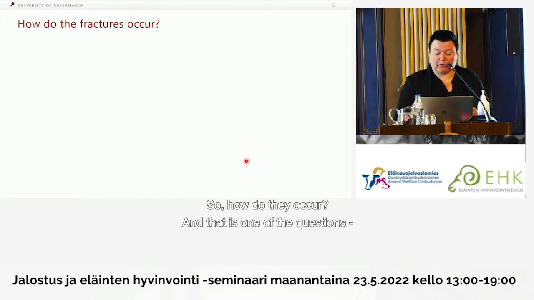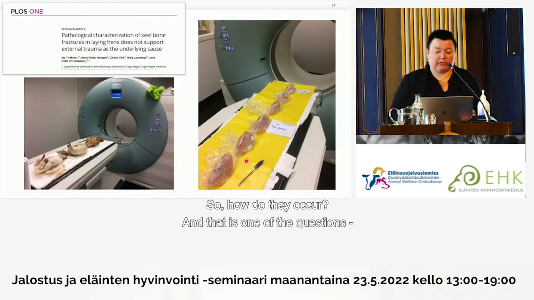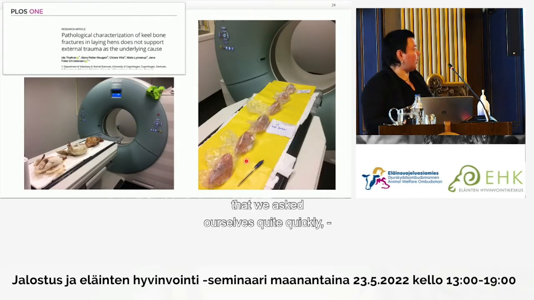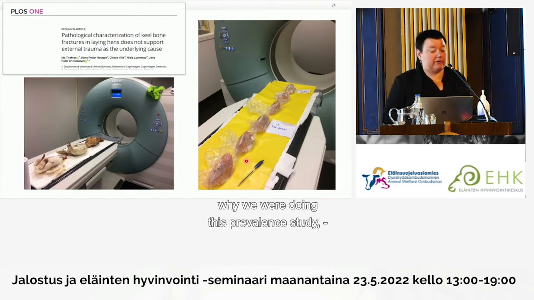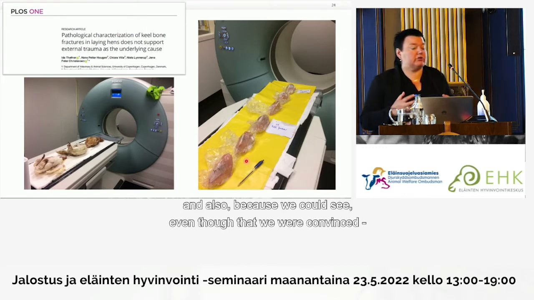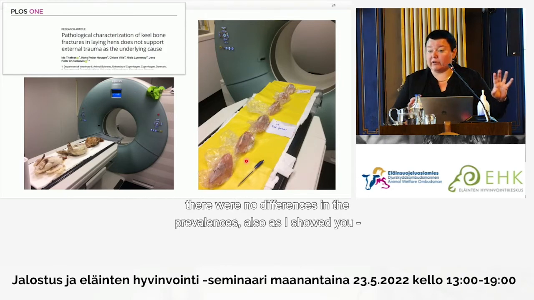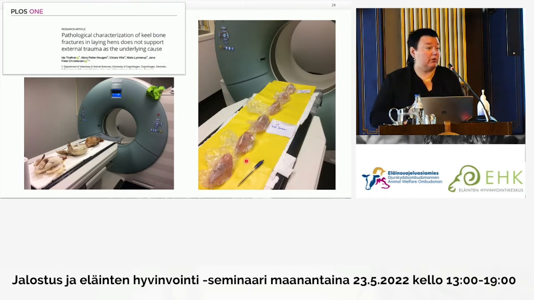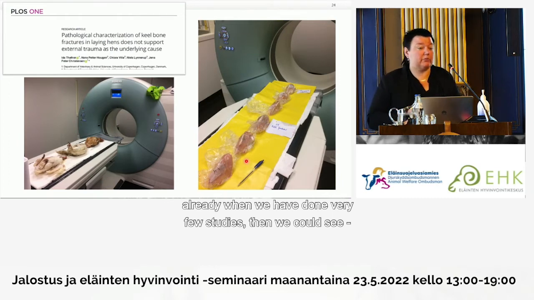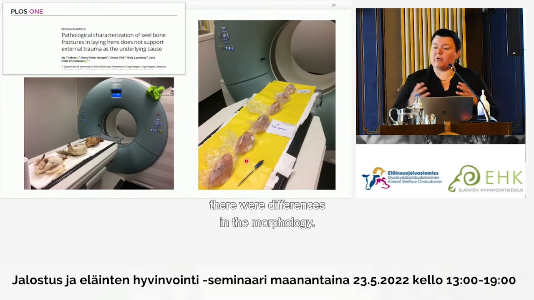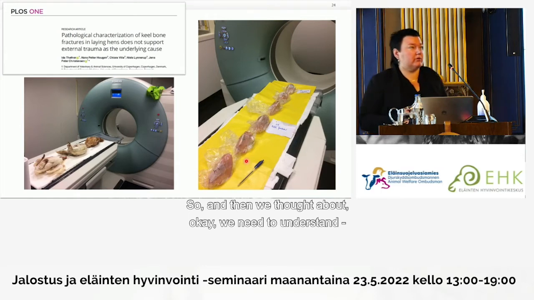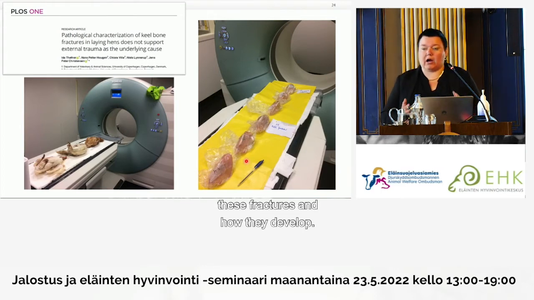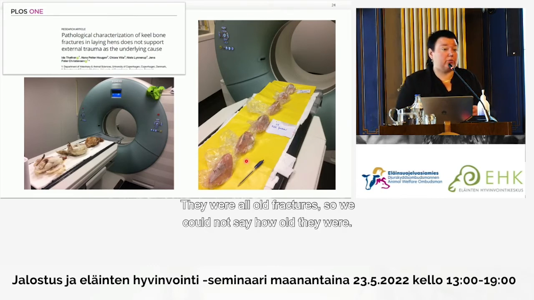So how do they occur? That is one of the questions that we asked ourselves quite quickly while we were doing this prevalence study, and also because, even though we were convinced there were no differences in the prevalences, as I showed you, already when we had done very few studies, we could see there were differences in the morphology. So we thought, okay, we need to understand these fractures and how they developed. They were all old fractures, so we could not say how old they were.